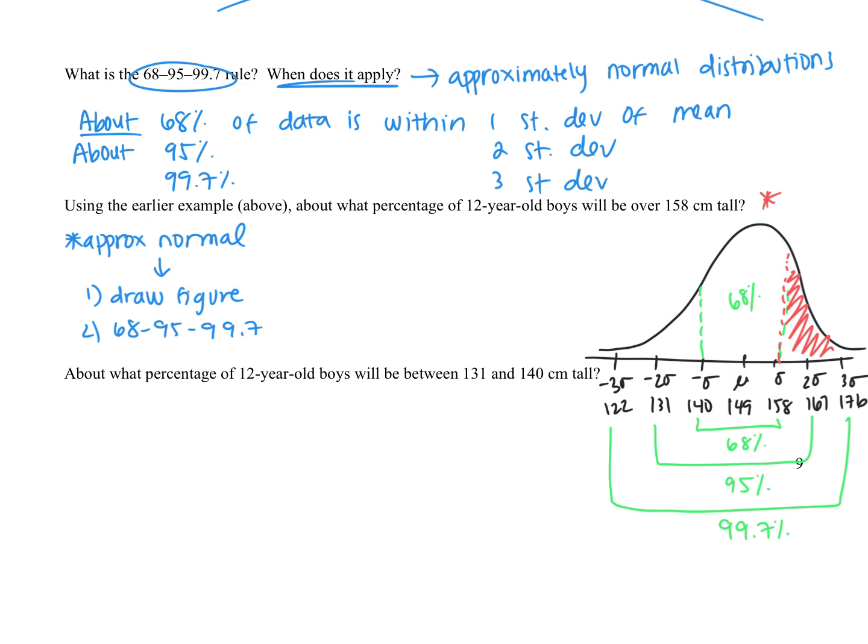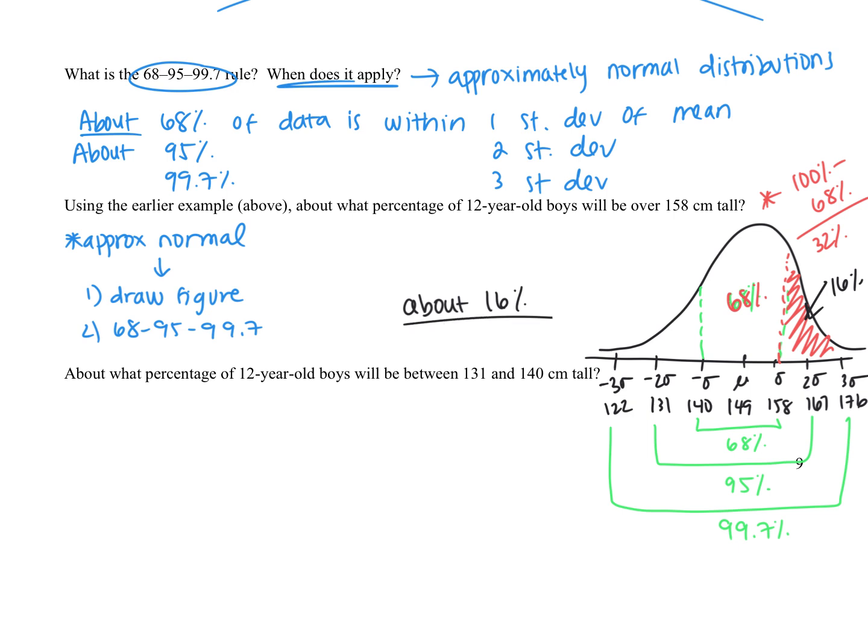Okay, so I know within one standard deviation, like we already said, is 68%. So if I take 100% and I subtract 68%, that means that 32% is outside of that area. So 32% is going to be here and here. Because of the symmetry of the figure, I can say that this red tail then is 16%. Okay, so percentage of 12-year-old boys that are over 158 centimeters, we would say about 16%.